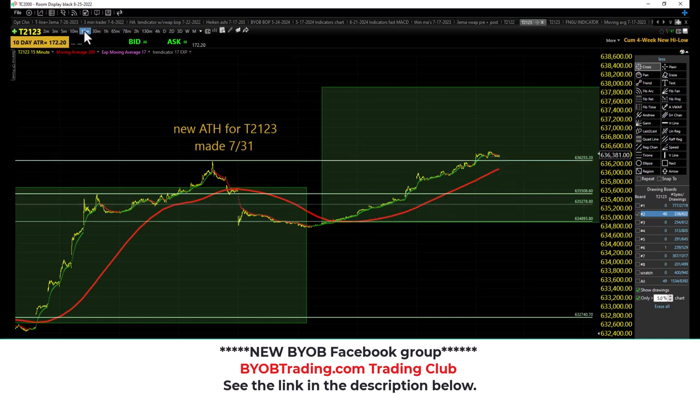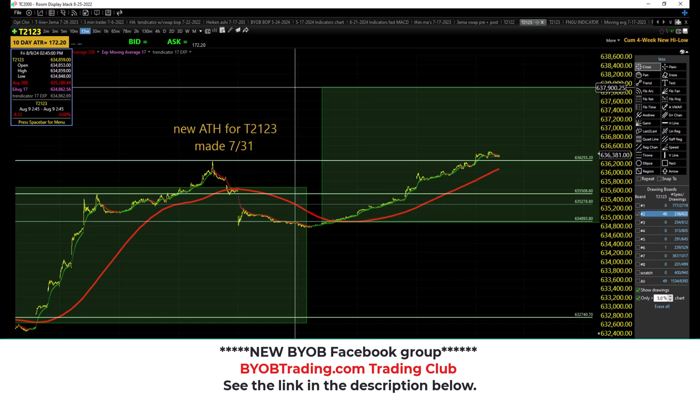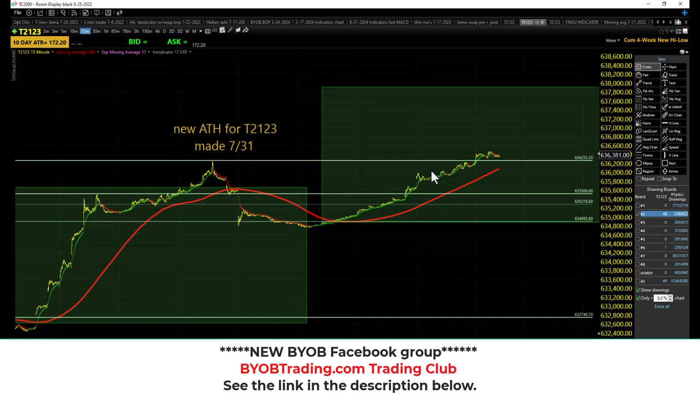This is the 15-minute chart. Like to see this 200 SMA break through the prior all-time high. And we have a price target for T2123 all the way up here at 637,900. All right, we'll see if they can get up there, but that's the target. And you can see here's the 200 SMA rocketing through the two prior all-time highs. All right, like to see it bust through this one and keep going higher.